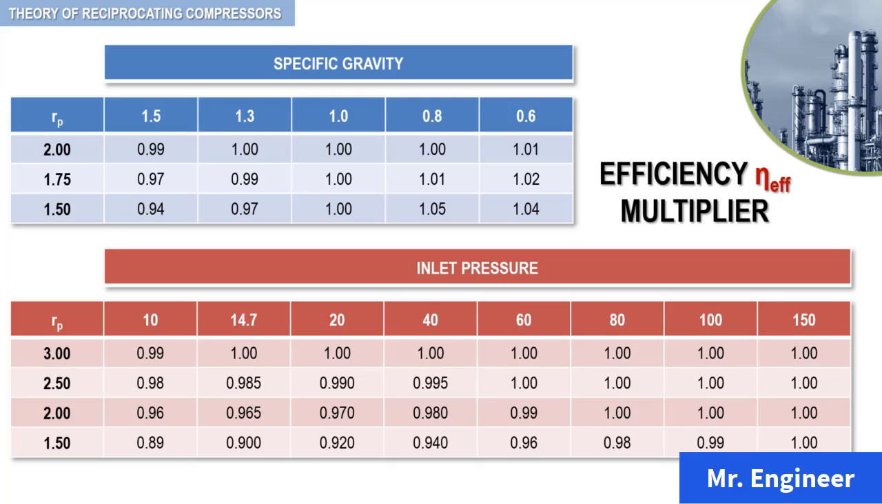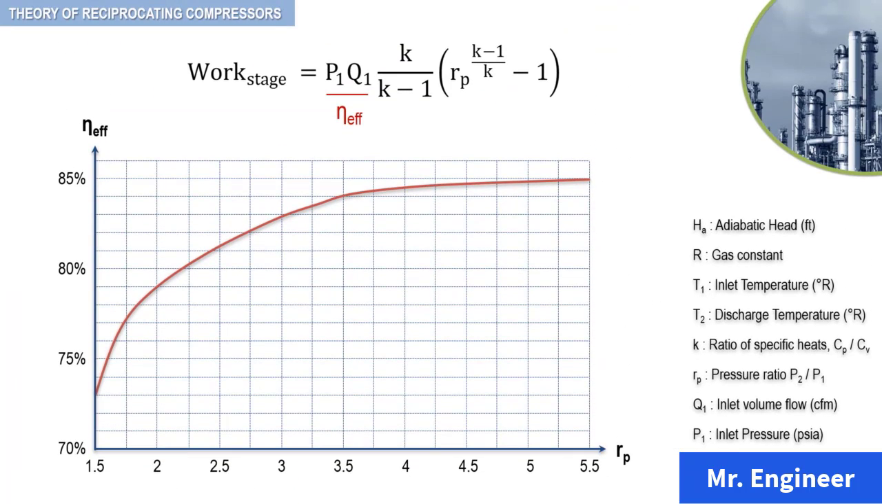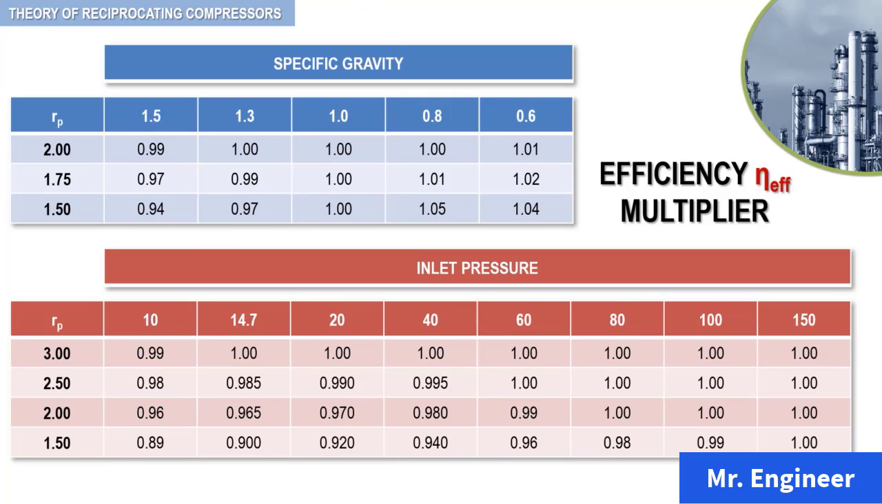Now, to better illustrate these concepts, let's go back to the efficiency graph and suppose that we have a pressure ratio of 2. Using the efficiency graph, we can see that this corresponds to an efficiency of 79%. And now, to account for the deviation from ideality, this efficiency of 79% must be adjusted. To adjust it, we will go to the two tables and use the multipliers either for the specific gravity or for the inlet pressure to correct the initial efficiency. For the sake of demonstration, I will adjust it to the inlet pressure only. Let's suppose that the inlet pressure in our case is 10 psi.